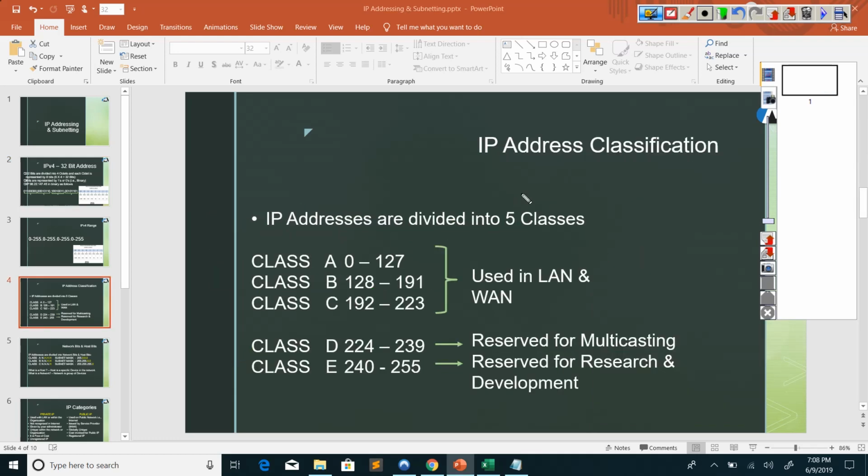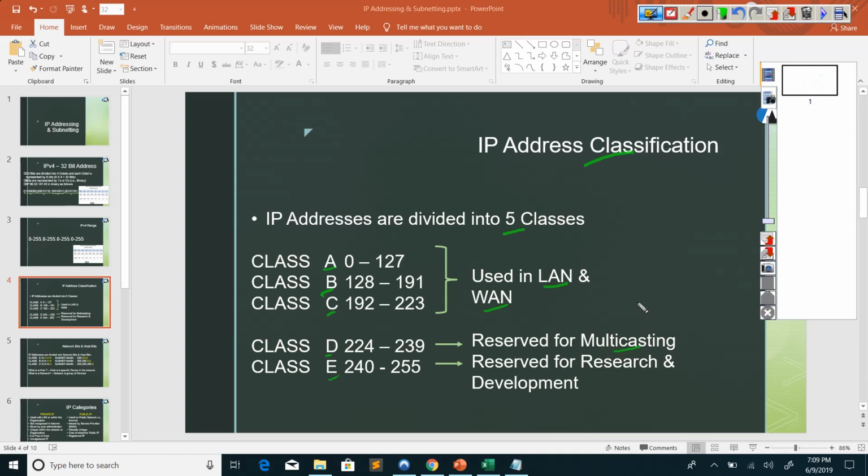In this slide, we are going to see the IP address classifications. IP addresses are divided into 5 classes: class A, class B, class C, class D, and class E. Classes A, B and C are used in your local area network and wide area network, whether inside your organization or wherever in the local area network. Class D is reserved for multicasting.